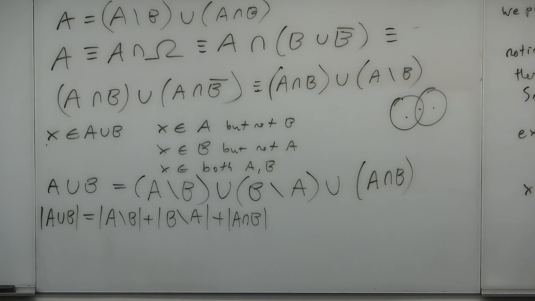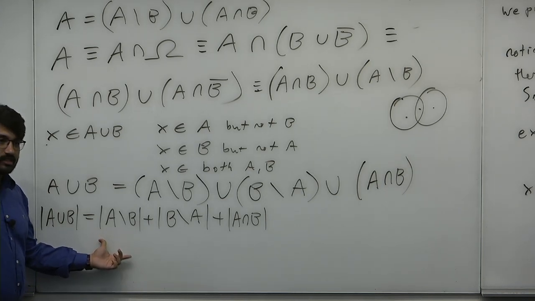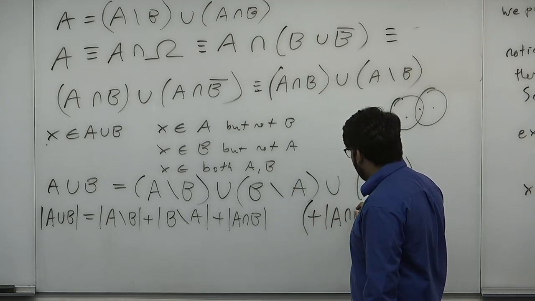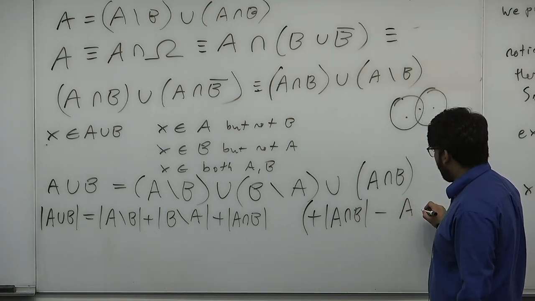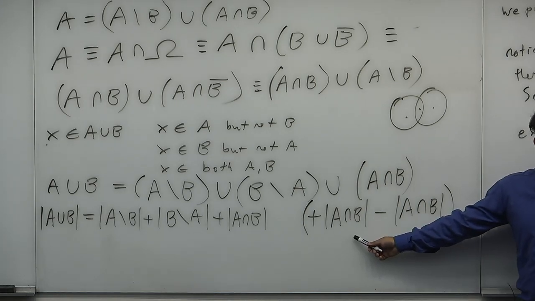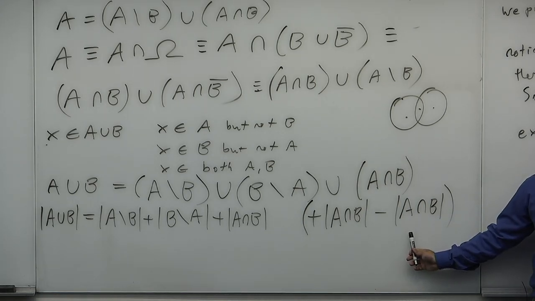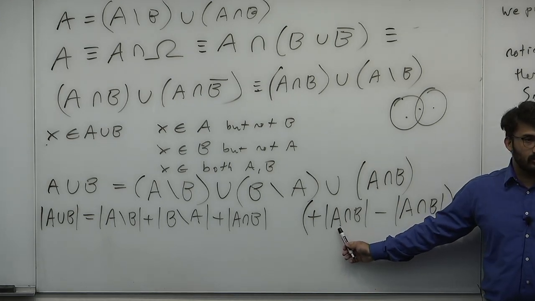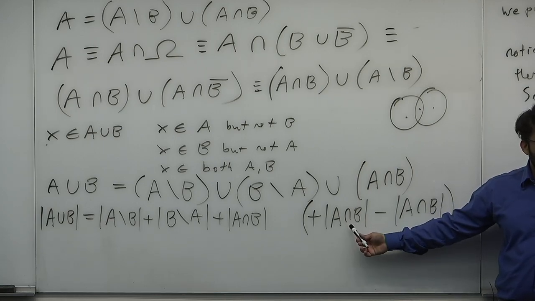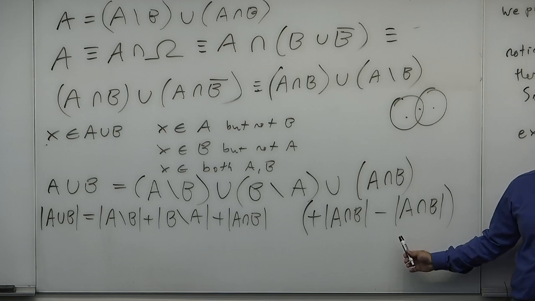Now, we're trying to prove the inclusion-exclusion principle only using the fact that if A and B are disjoint, then the cardinality of the union is equal to the sum of the cardinalities. Now, this is certainly true. Let's complete it by adding plus A intersect B minus A intersect B. We just added an extra plus A intersect B minus A intersect B, which is zero. The cardinality of a set is always some number between 0 and infinity. So A intersect B is going to be some number, say 10. Well, then we do plus 10 minus 10, so this is the same thing as adding 0.